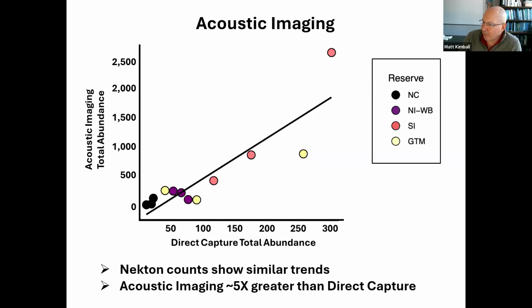And if you knew what animals were out there, this would be a way for you to sample perhaps quite a bit more reefs. Remember, this is 12 minutes of acoustic imaging, versus an overnight soak of fyke nets and traps. So that's the count data for abundance.